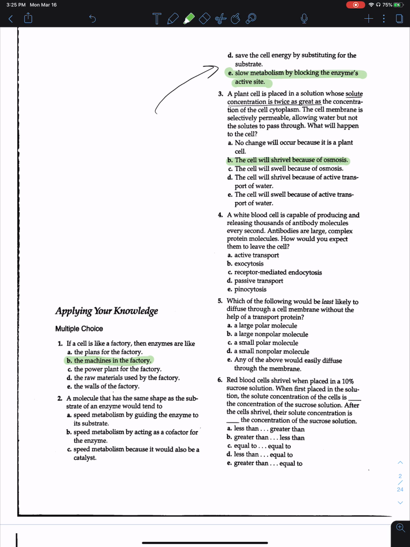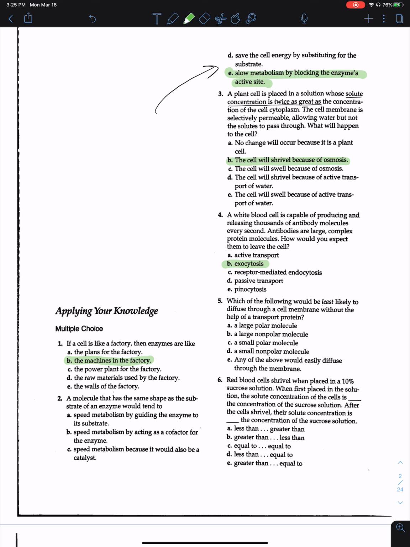The correct answer here is exocytosis, which is where the antibody or whatever molecule is leaving the cell literally goes up to the cell wall, and then the chunk of the cell is just ripped off, basically. None of the other answers here are really appropriate.